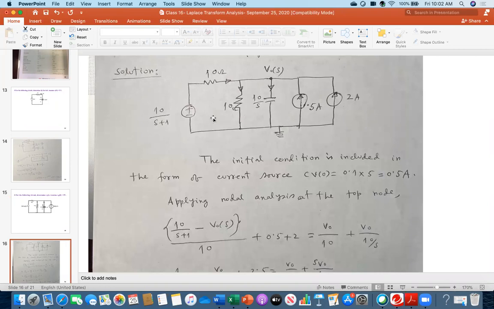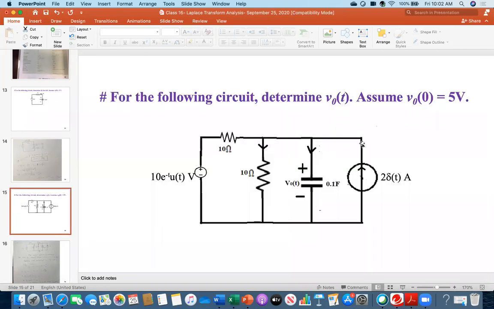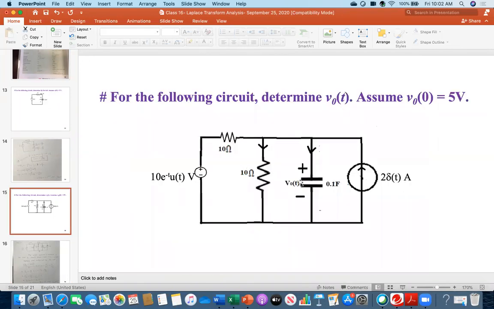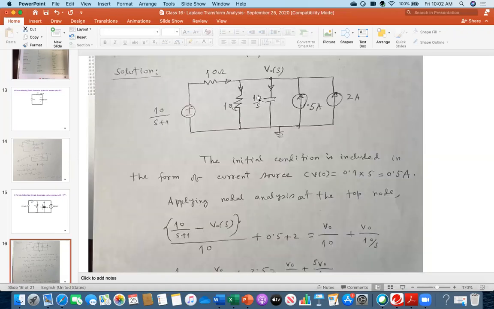Now the capacitor, because I have to include this one, I am decomposing it and writing it this way. Which is 1 over SC. C value was 0.1 farad, so 1 over SC with 0.1, so 10 goes in the numerator. So 10 over S, and this is C V naught. V naught is 5, and C was 0.1, so 0.5 ampere, but the direction will be upward.